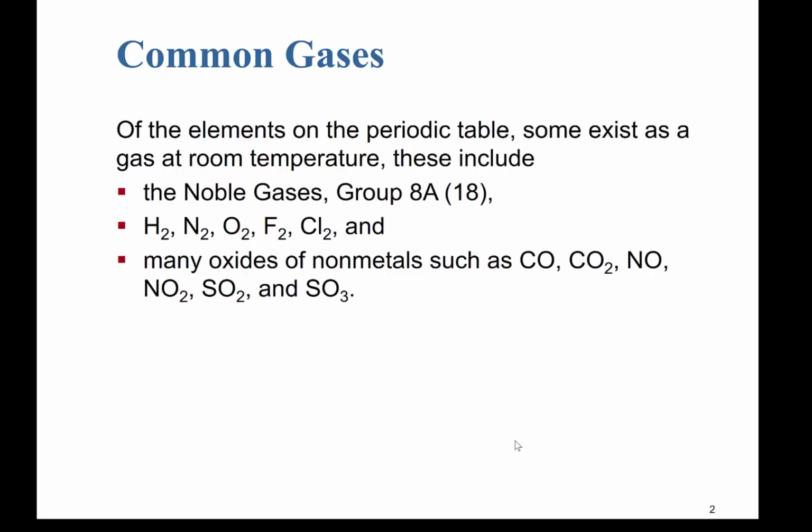All right, so it starts out and we have some common gases. Those would be the noble gases, which are the very last column on the periodic table, group 18. There's also your diatomic gases, the hydrogen, nitrogen, oxygen, fluorine, chlorine. And then there's also many oxides of nonmetals like carbon monoxide, carbon dioxide, and nitrogen monoxide, and so forth.